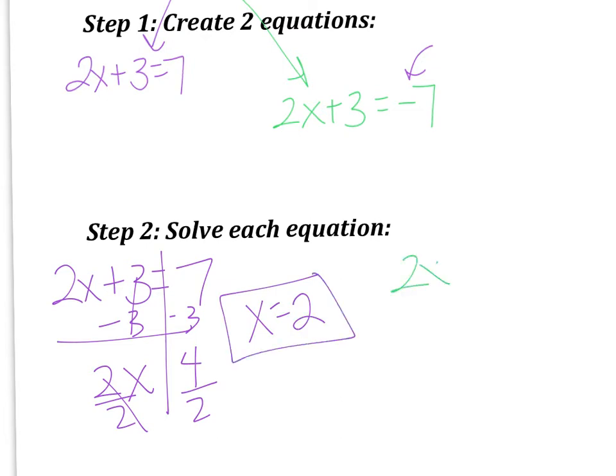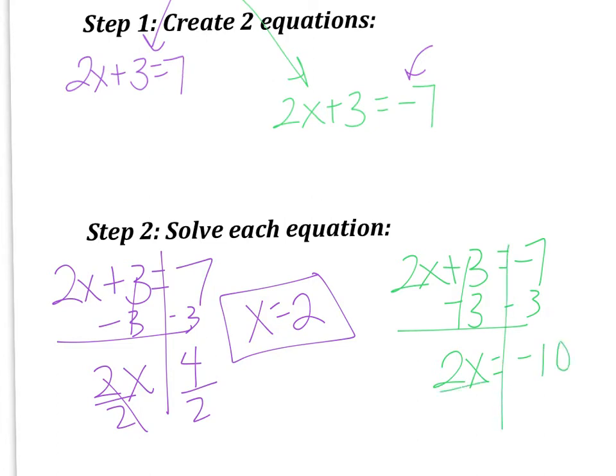Take the other equation, 2x plus 3 equals -7. Subtract 3. 2x is now equal to -10, and then divide by 2. So x is also going to be equal to negative 5.